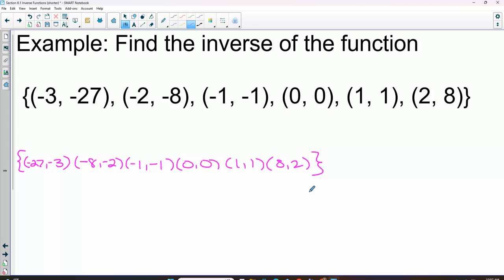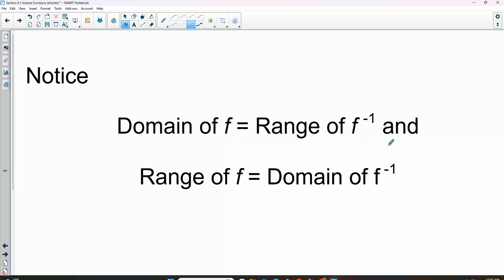When we do that, if we look at the domain of my original function, the x's, what did that become in my inverse? The y's. So the domain of the function is the range of the inverse. The range of the original function became the domain, the x's in our inverse. So, since x and y flip roles, the domain of the original is the range of the inverse, and vice versa.